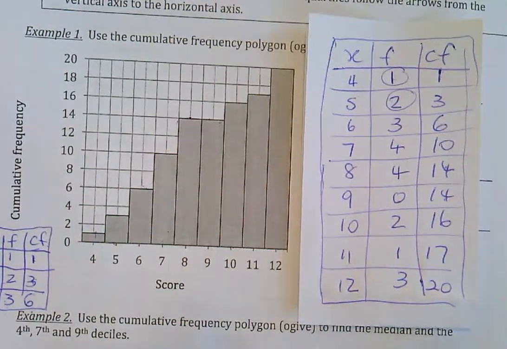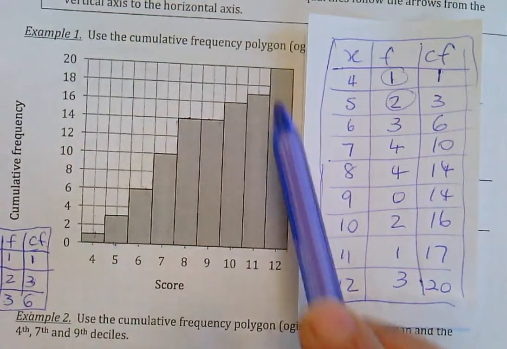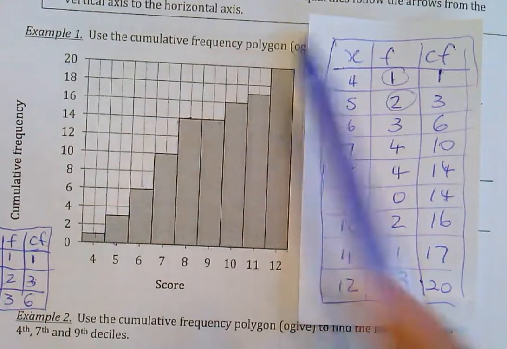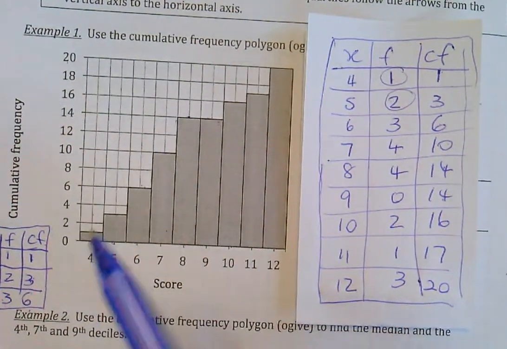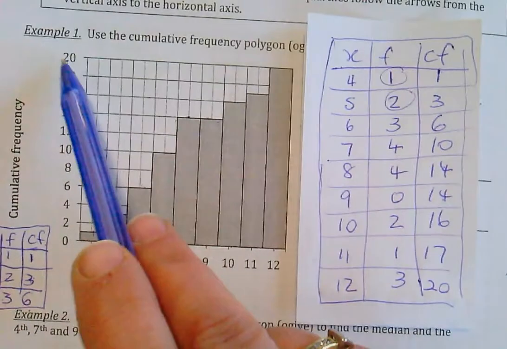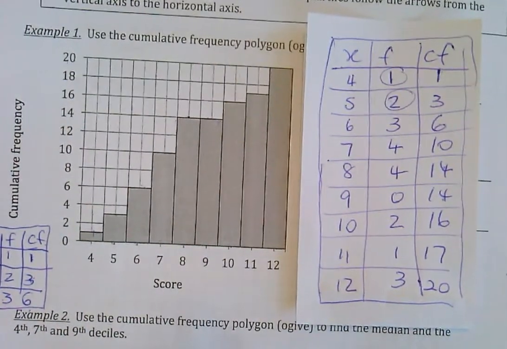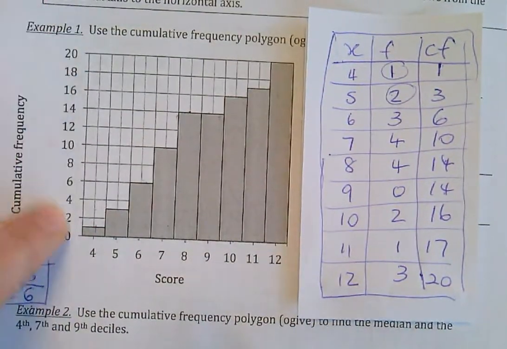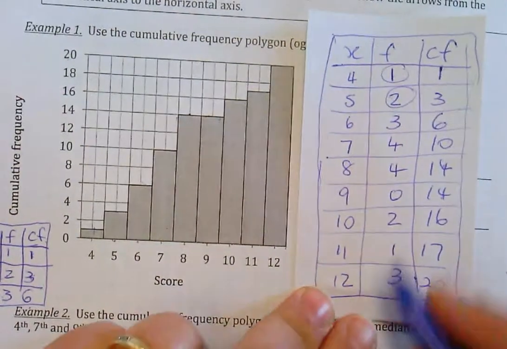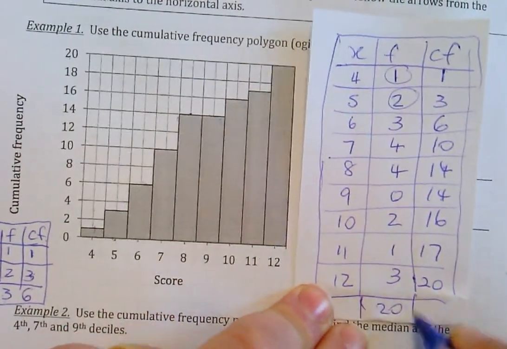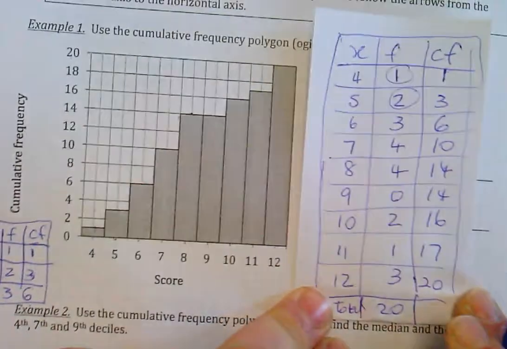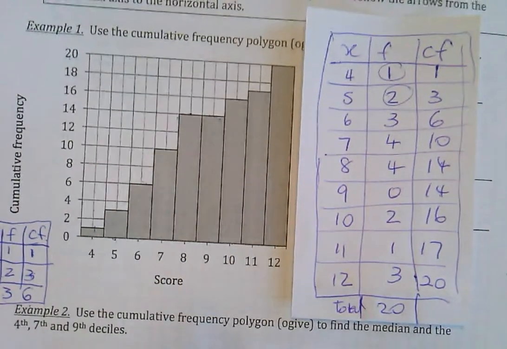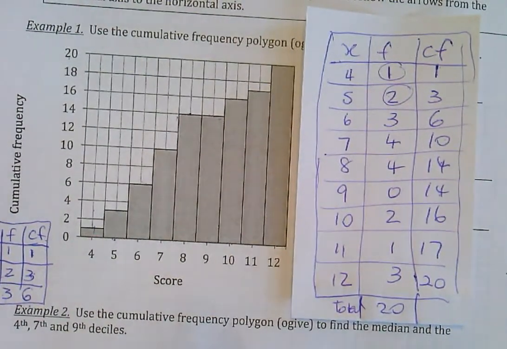Now, to tell how many scores there are altogether, girls? How many scores so far at the end? No, no. How many scores? There are 20 scores altogether. The total frequencies, the sum of the frequencies, if I added these all up, they would be 20. You never do a total of the cumulative frequencies, because the cumulative frequency is already the total.